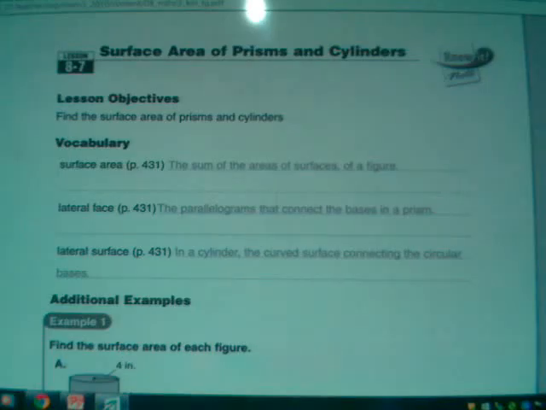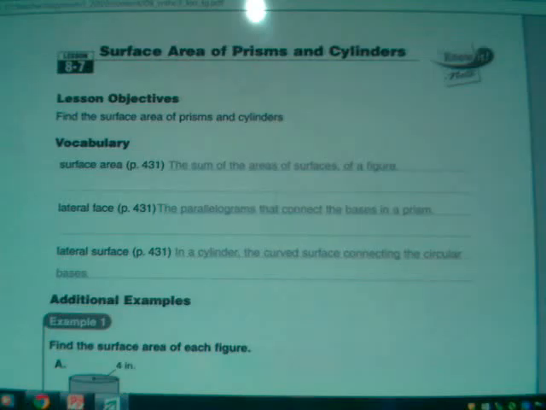So what is surface area? Surface area is the sum of the areas of the surfaces of a figure. The sum of the areas of all the surfaces of a figure. What we're talking about is just the area of all the different sides of a shape. That's what surface area is. So if you could find the area of each piece and add them together, that's one approach you could use to find the end result when we're talking about surface area.